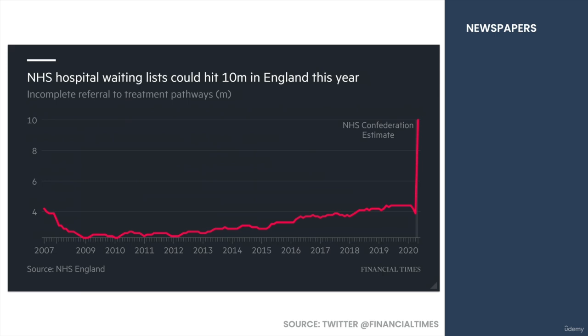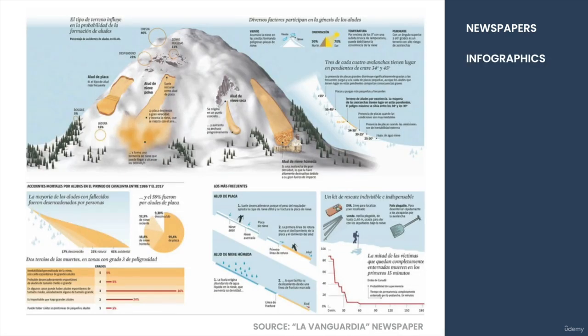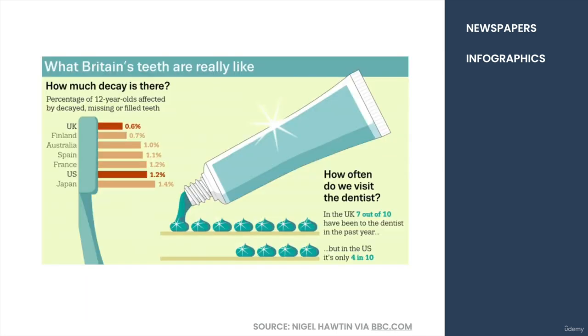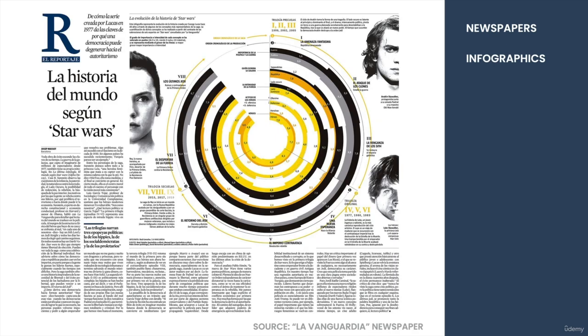Also, the Financial Times plotted this graph here, which is a line plot, which is trying to plot the NHS hospital waiting lists in England. Also, in newspapers and on the internet, we can find infographics, and infographics are pretty much everywhere. This is from a Spanish newspaper called La Vanguardia, but this is also from the BBC, okay? We can see some infographics that are really well done, like this one here, but they're pretty much everywhere.